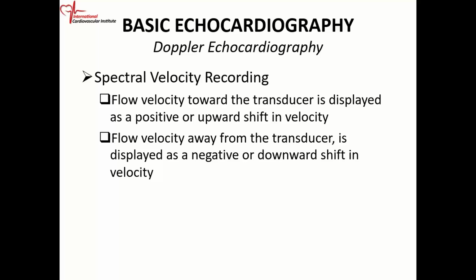We're using descriptive terms, but you need to see it. So flow or movement towards the transducer is displayed as a positive or upward shift in the velocity, and flow velocity away from the transducer, so if the blood is moving away from the transducer, is displayed as a negative or downward shift in the velocity. And this is what we're talking about.